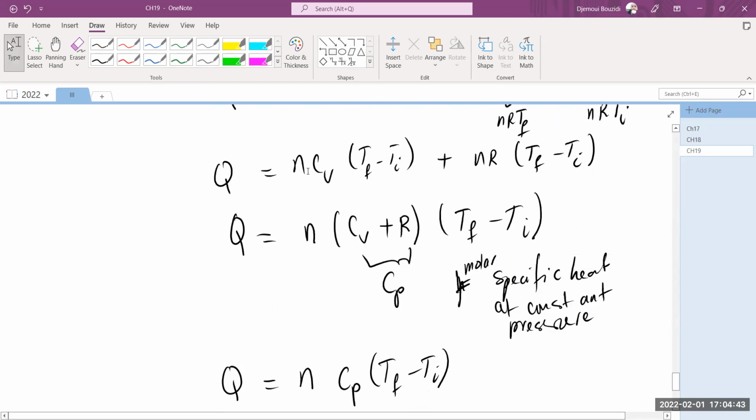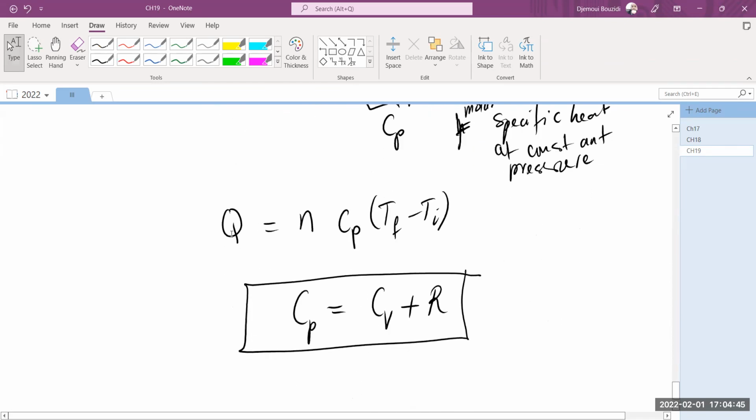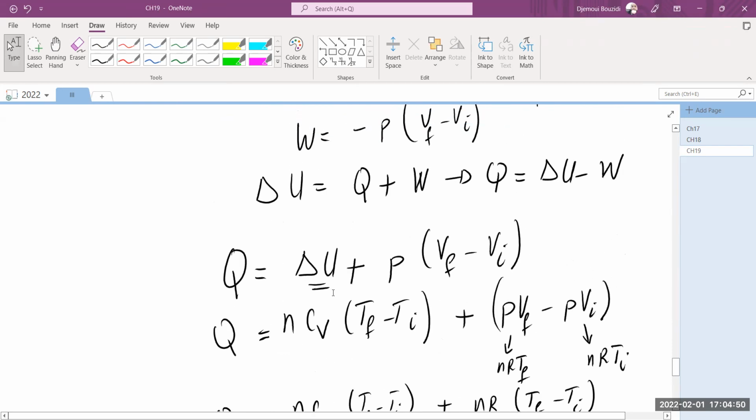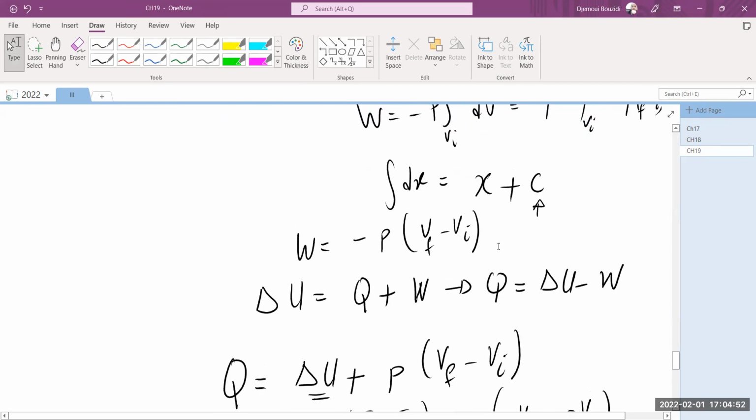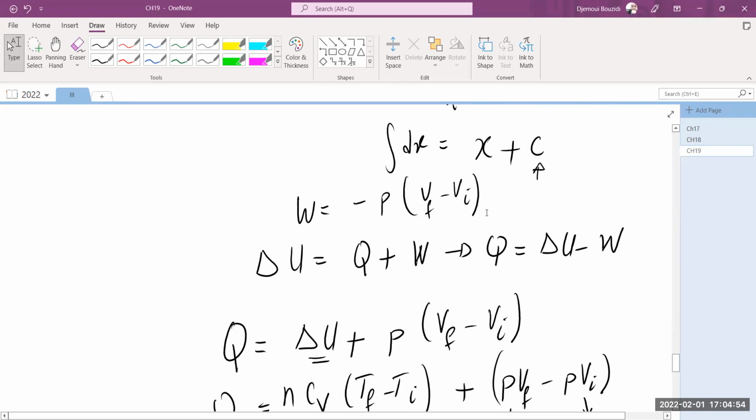So we found the heat. So you're asking what is the heat? It's N C_P times delta T. We found the energy, which is N C_V times delta T. And we found the work, which is minus P times the final volume minus the initial volume. Found everything for this process.